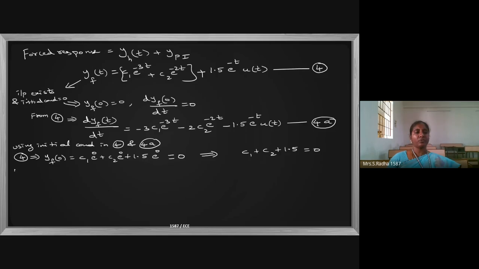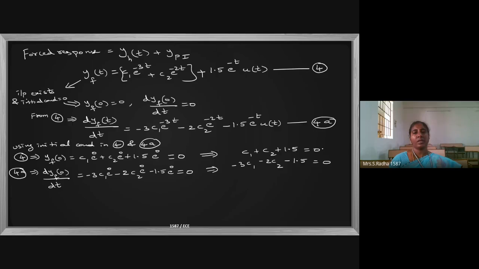Now I am going to equation 4a. You take dyf of 0 by dt. In the entire equation 4a, wherever t is there, you put t equal to 0. So minus 3 c1 e power 0 minus 2 c2 e power 0 minus 1.5 e power 0. Initial condition is 0. So if you simplify this, it is minus 3 c1 minus 2 c2 minus 1.5 equal to 0. Now this is equation 4 and this is 4a.